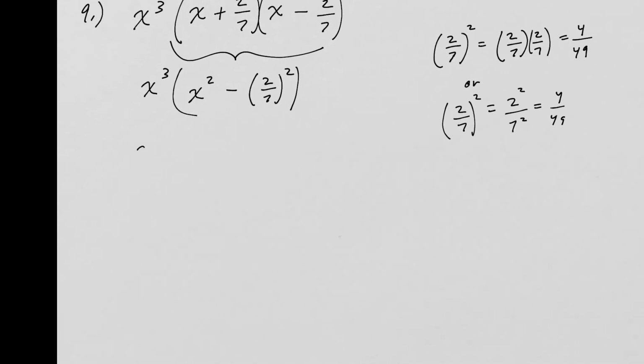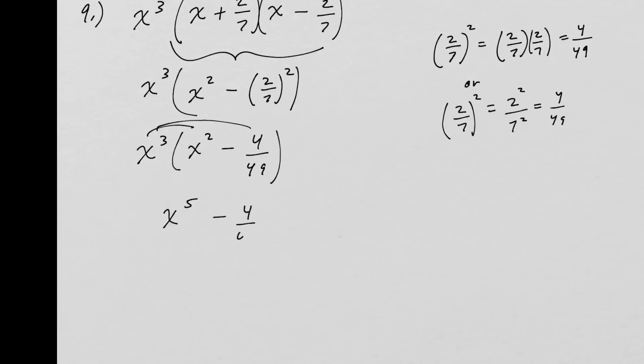So then this becomes x cubed times x squared minus 4 over 49. And then I'd have to finish this up by distributing the x cubed. So x cubed times x squared is x to the 5th. And then x cubed times negative 4 over 49 is negative 4 49ths x cubed. And that would be my result. So that should be B. Okay, number 10.